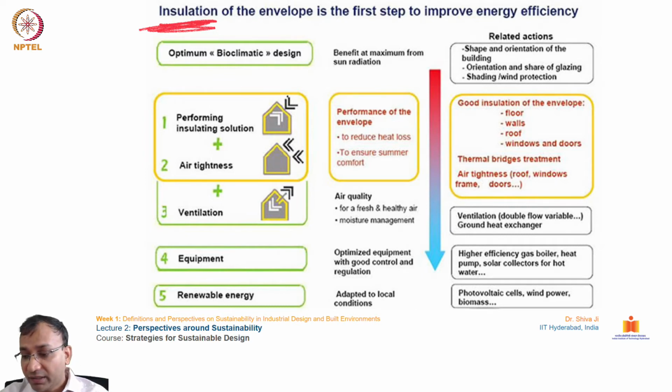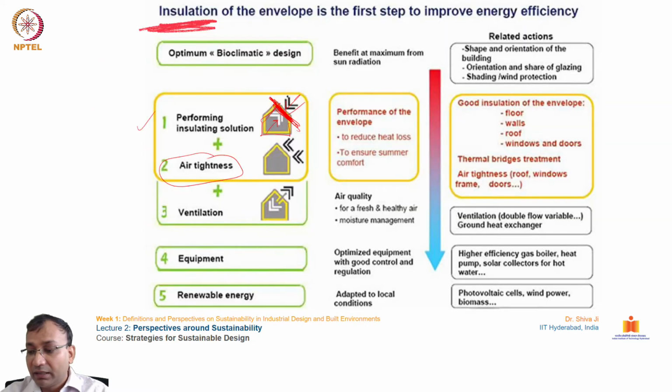So here you can see it goes from 1 to 5, performing insulation solutions in the building, as you can see from inside to outside. So the building surface, the building membrane, is one element which interacts with the atmosphere, the surrounding atmosphere. So how can we insulate and save as much as we can?